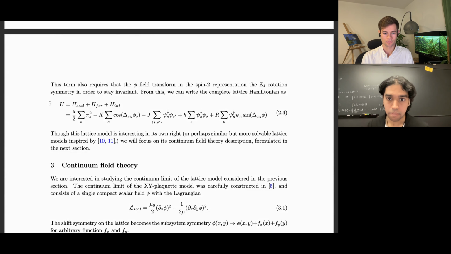In the quantum field theory case, this extends to the notion of position fields, the field itself, and its conjugate momenta field pi s. And here pi s and s represent the different sites on the lattice.